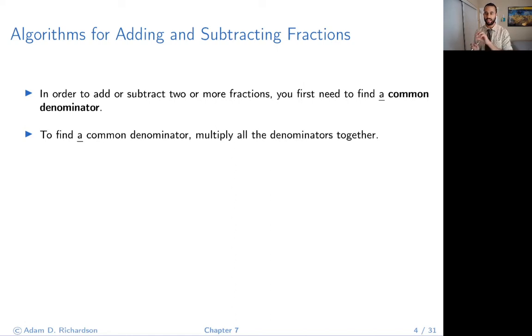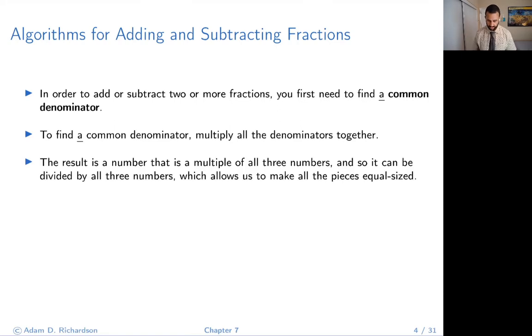So even if you're adding like 100 fractions, right? If you want to find a common denominator, multiply all the denominators together, and then what you'll end up with is a multiple of all of those numbers. And so that means that that new denominator that you found is divisible by all the other ones. So that's the idea, okay? That's why, and you only need a common denominator. So yeah, there you go.